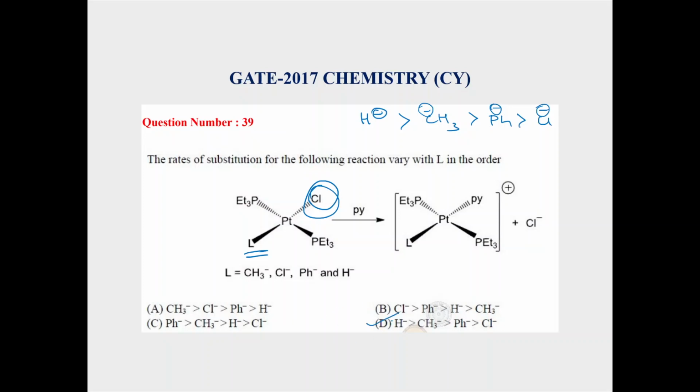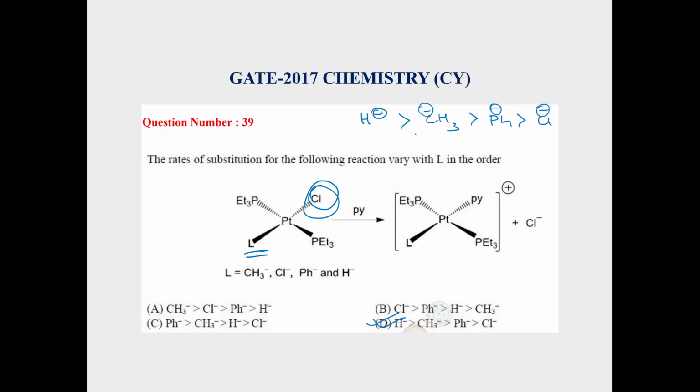So option number D is the correct option. Because you see, if it is Cl only, it will. So I think you understood.